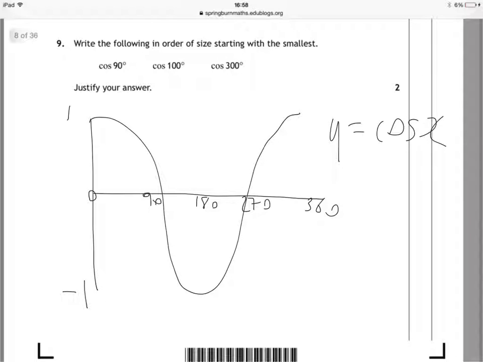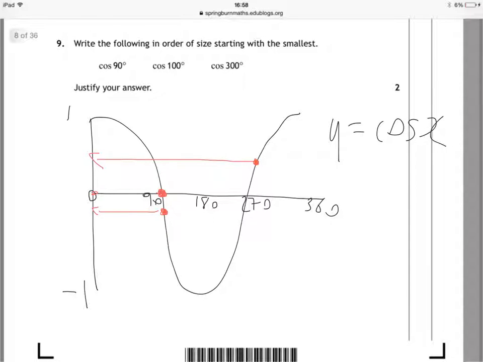Cos 90, as you can see, lies on the x-axis, so that's got a value of 0. Cos 100 is just slightly beyond. Now we don't know exactly what its value is, but it's definitely got a negative value, which is below a value of 0. Cos 300 lies 30 degrees beyond 270. We don't know exactly what the value is, but we can say that it's definitely positive.